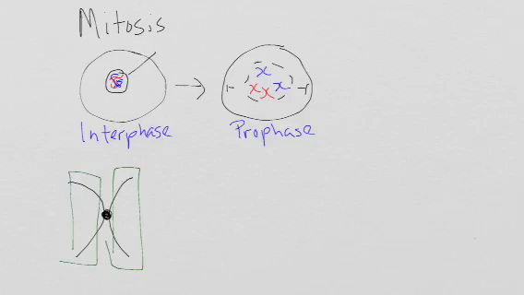Okay? So in order to do that, they all line up in the middle of the cell. Okay, the halfway point of cellular division is known as metaphase. And by the time metaphase rolls around, the actual DNA, the nucleus is completely gone.